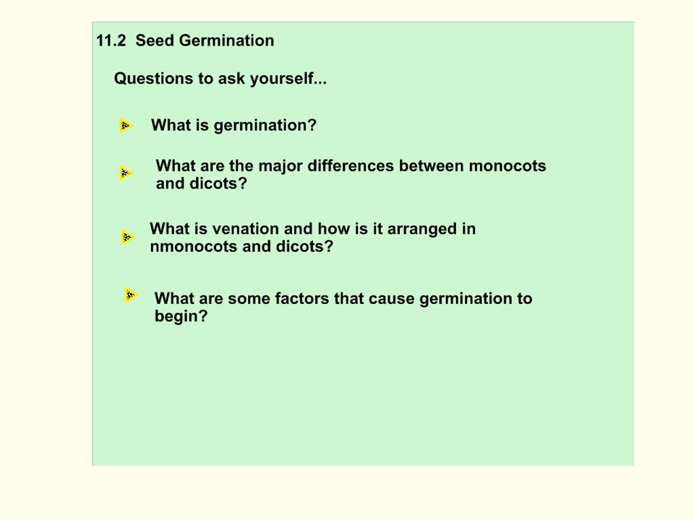All right, to wrap things up with 11.2 seed germination, a couple questions to ask yourself. To this point, we should have defined what germination is. We looked at some major differences between monocots and dicots. We discussed venation. That's one of the things that we talked about. Venation is going to be how the nutrients move in and out of the plant. And we looked at how it was arranged in monocots and in dicots. And finally, what are some factors that cause germination to begin? And that was that last slide that I went through.